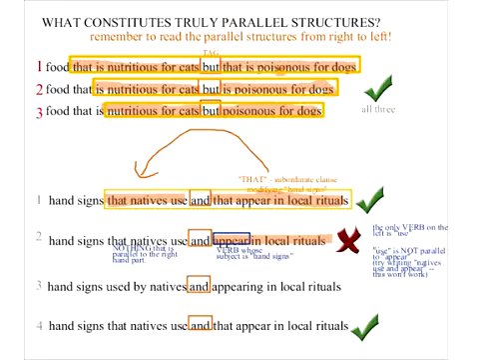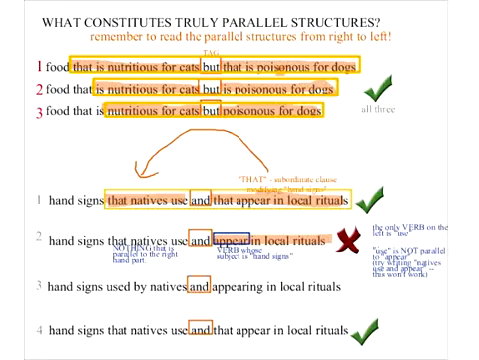A verb is just a verb. You can't take out a verb and put in something else. So you've got to look for another verb. Here's "use," but "use" is not... I mean, natives don't appear, but natives use. So you can't put these in parallel. You would have to have a separate subject for these to be parallel. Okay, smiley face if that makes sense, especially the original questioner. If that makes sense, give me a smiley face.